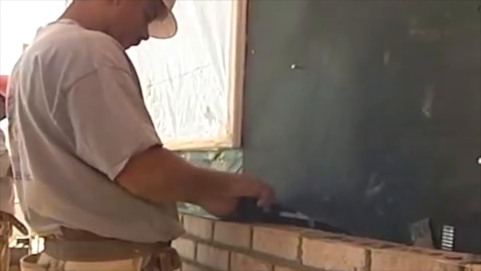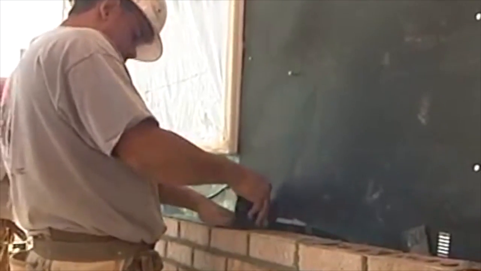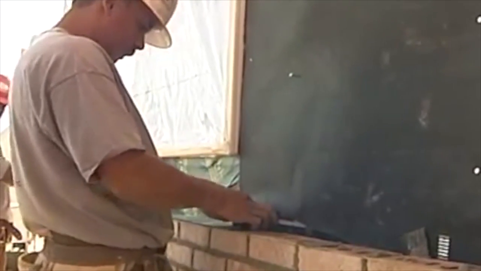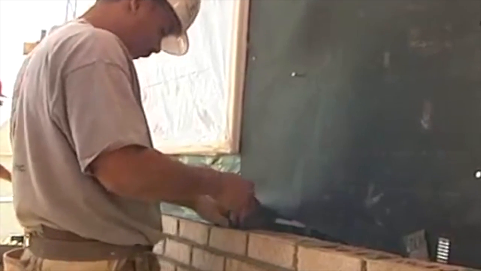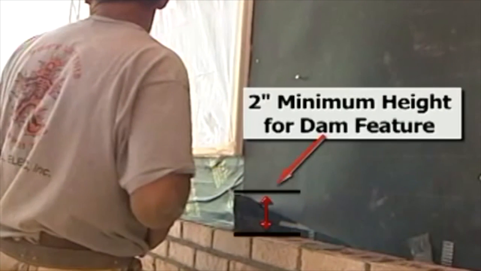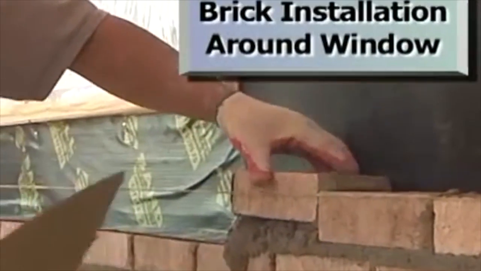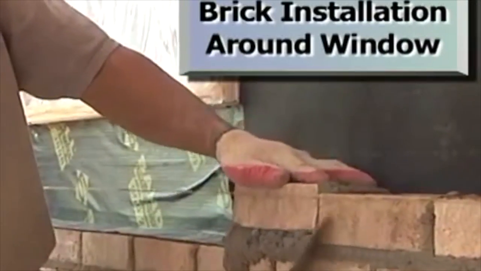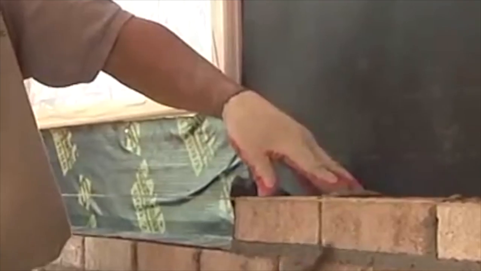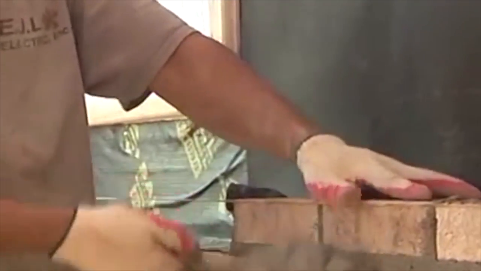When flashing is installed underneath the window or door opening, a dam fixture must be added to the end in order to direct the water away from the cavity and toward the exterior. The brick installation is continued and weep hole fixtures are added at the sill location beneath the window.